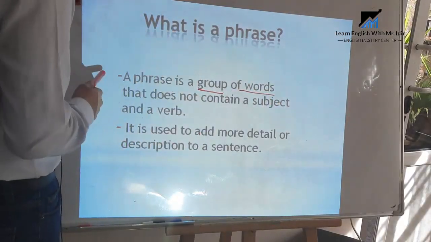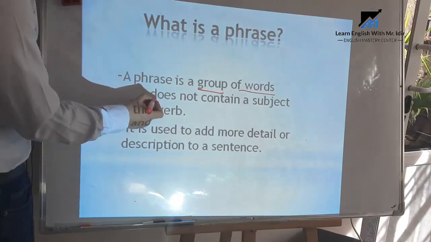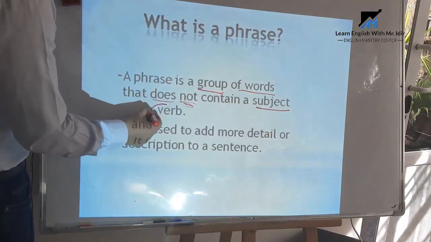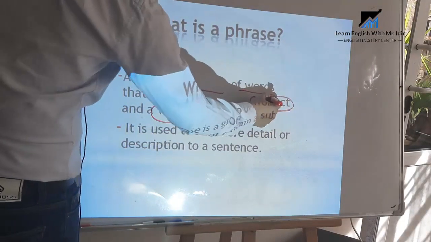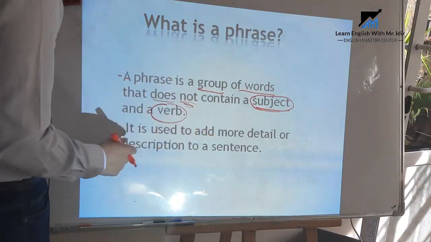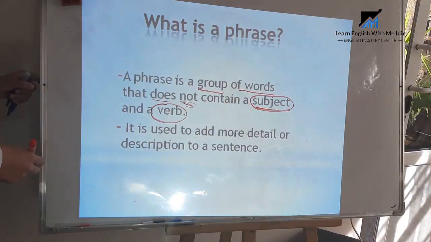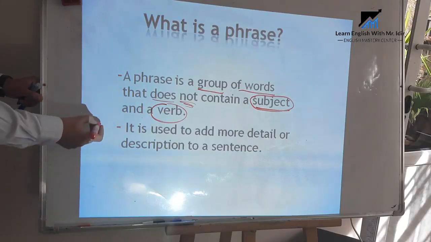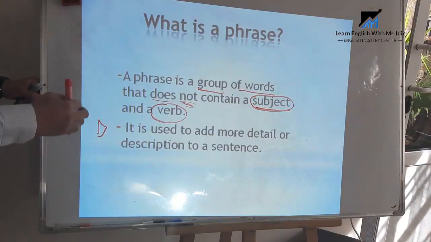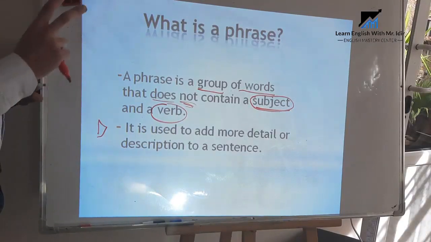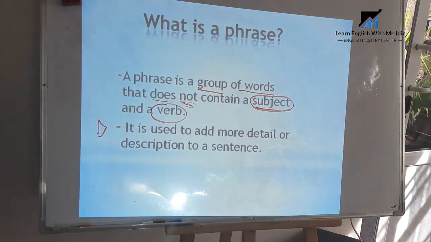A phrase is a group of words that does not contain a subject and a verb. It does not contain any subject or a verb, or maybe one of them. It is used to add more details or descriptions to a sentence. We use a phrase in order to provide more information or more details to a sentence or a clause.